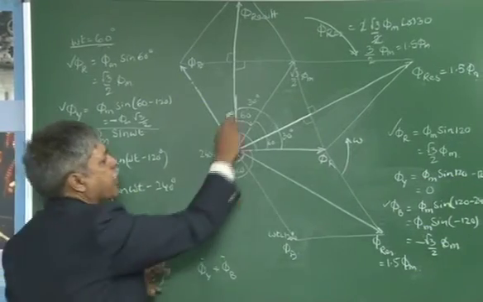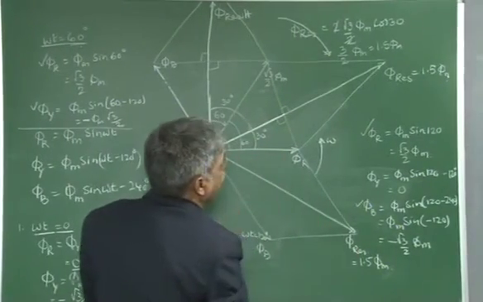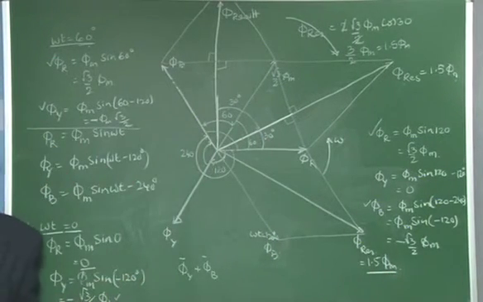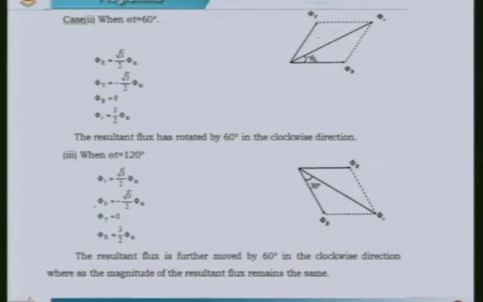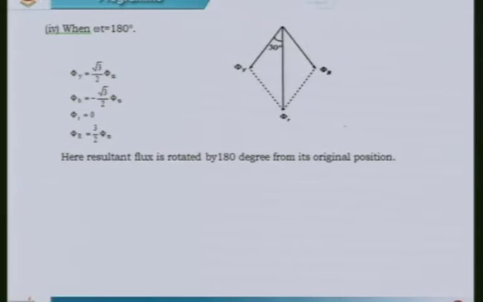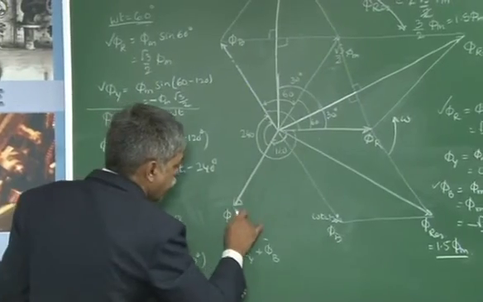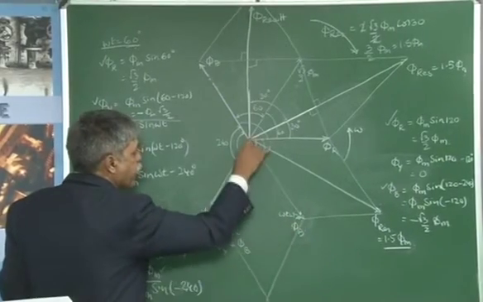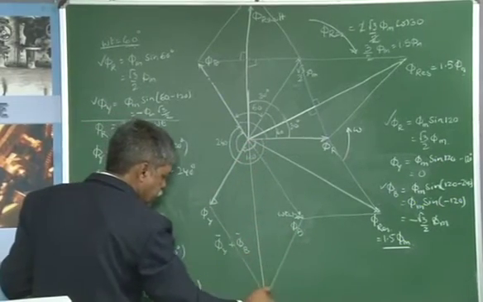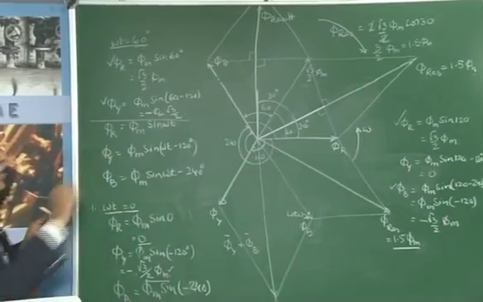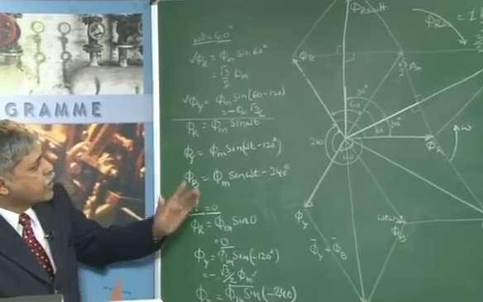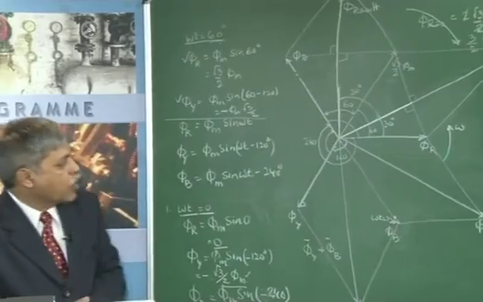Now, you see, for all the three instants for which I represented the resultant magnetic fields, the magnitude remains constant at 1.5 times phi m. Another 60 degree rotation will cause the resultant flux to be given by these two, phi y and phi b. With phi b negative, my flux will be like this. So, this is for 180 degree rotation of these three fluxes in the counterclockwise direction. The resultant magnetic field will be in the clockwise direction.